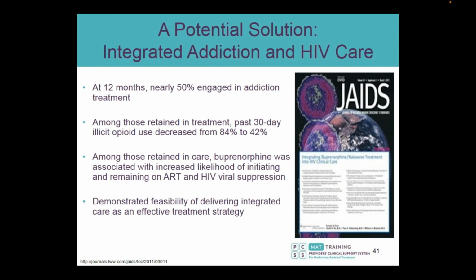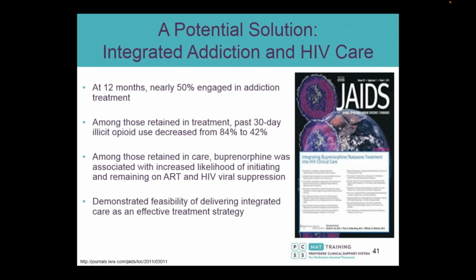In 2011, the Health Resources and Services Administration launched a Special Projects of National Significance project, which included integration of opioid treatment and HIV clinical care within 10 sites across the United States. Within these 10 sites, over 300 patients were represented. These projects overall showed that at 12 months, nearly 50% of patients were engaged in addiction treatment. Among those who were retained in treatment, past 30-day illicit opioid use decreased from 84% to 42%.